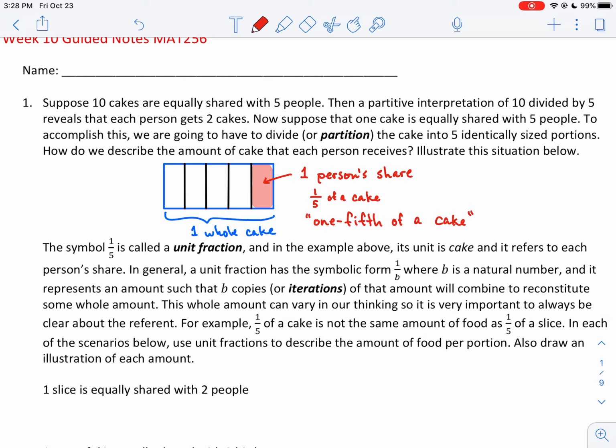It's really an amount such that if you were to copy that share 5 times, you would reconstitute the whole cake. So 1/5 of a cake is an amount that when iterated or copied 5 times, it makes the entire cake again.